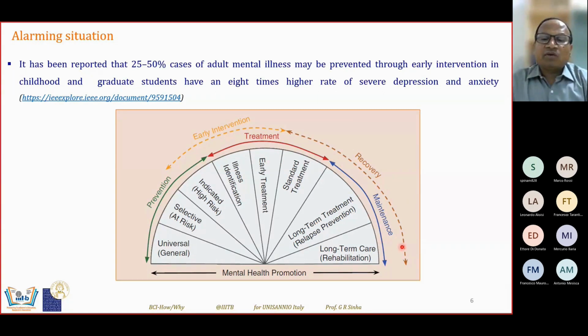So maintenance will be required, long term treatment and care will be required, rehabilitation, relapse prevention, huge amount of maintenance, the money, the time, stress, the involvement of family, so many things play a role. And the middle one requires treatment, illness, early treatment, standard treatment. But before this treatment stage, early intervention is possible. So this is the resulting picture based on this survey.